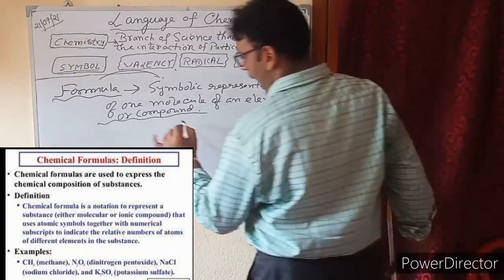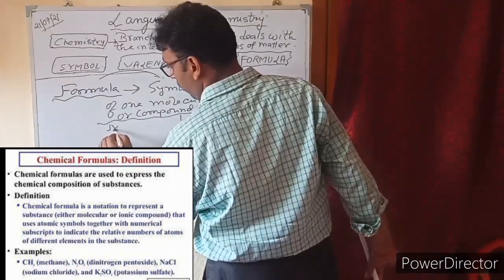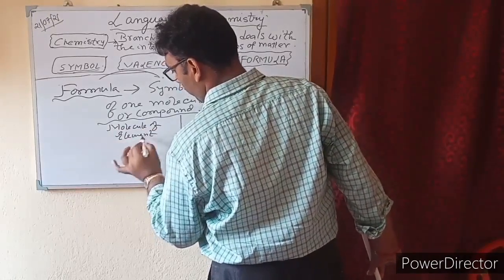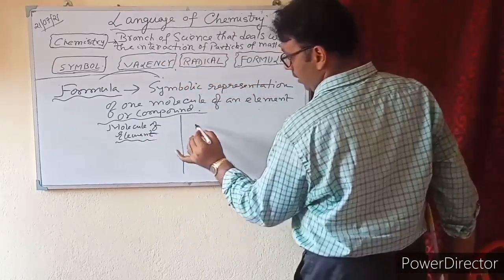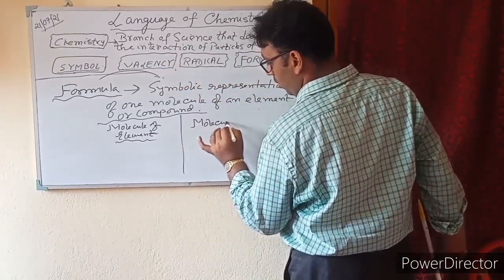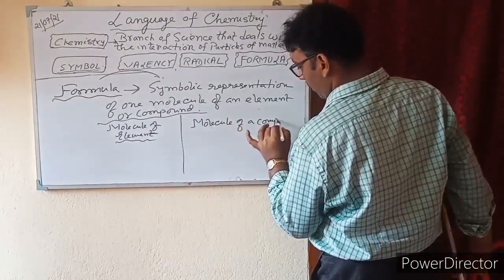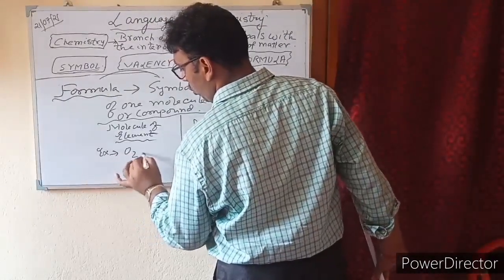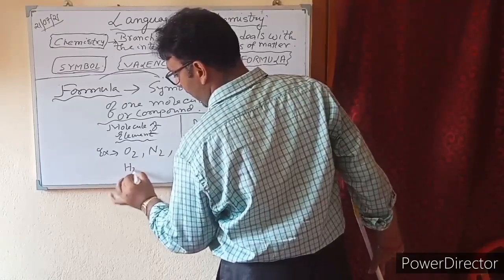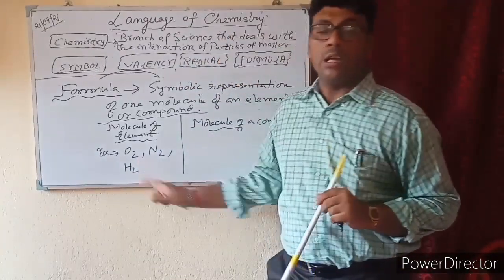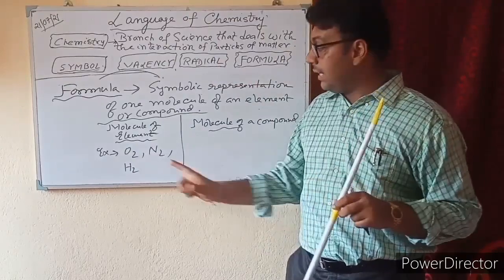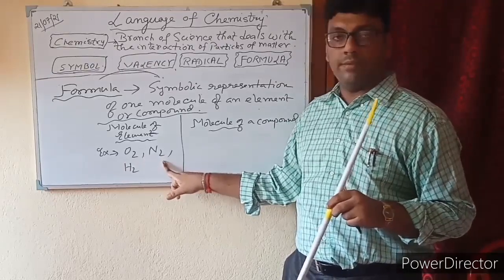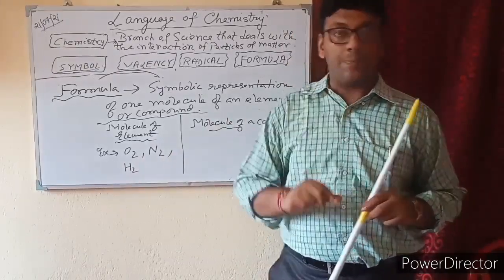Now, according to the definition, molecule of an element and molecule of a compound. This is the example you can see. Suppose O2, N2, H2. Here see, these molecules are made up of the same type of atoms. That is the molecule of an element. O2, O and O, same type. N2, N and N. H2, these are all the same type of atoms.